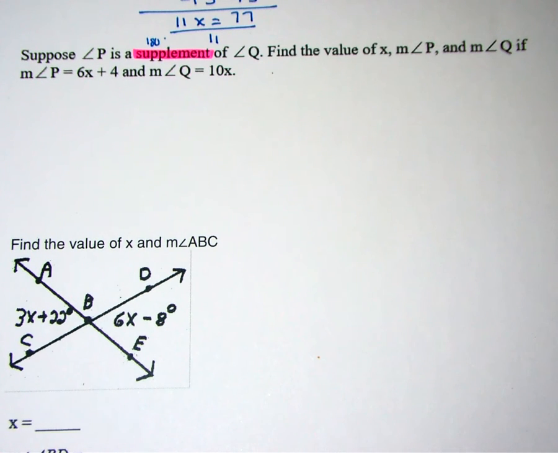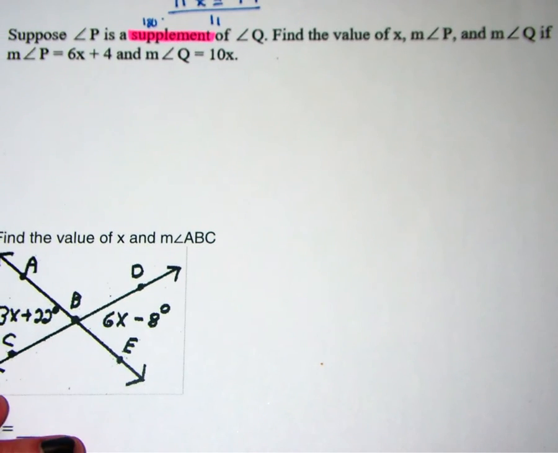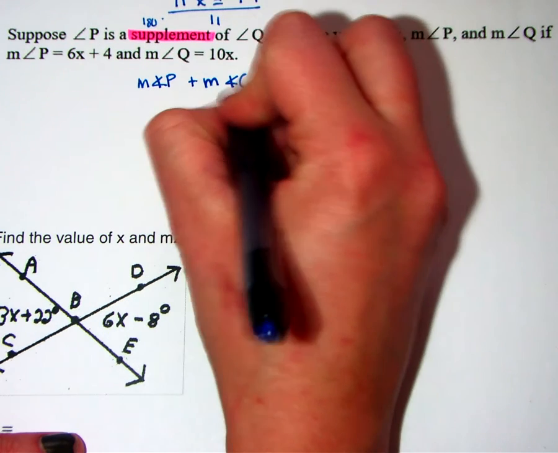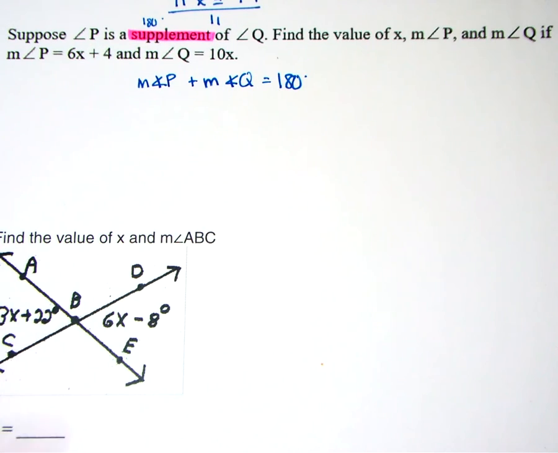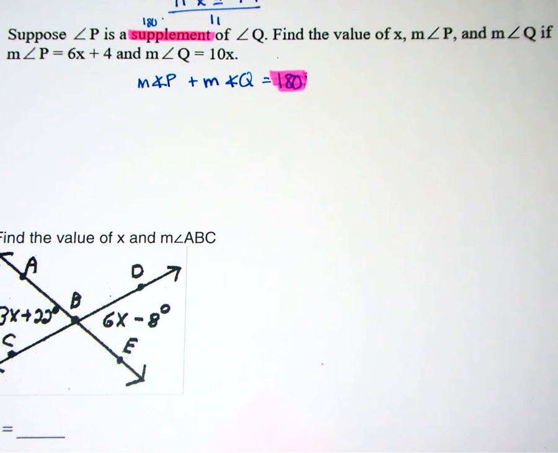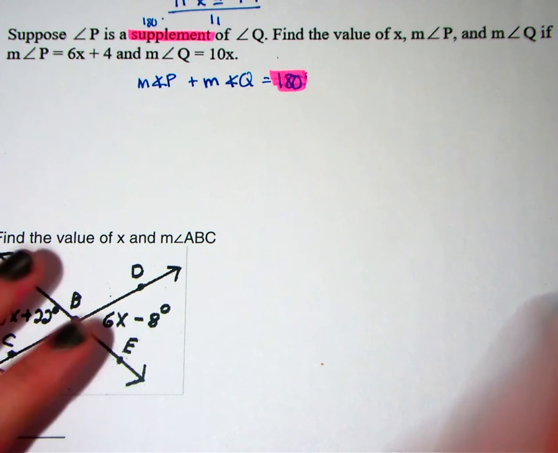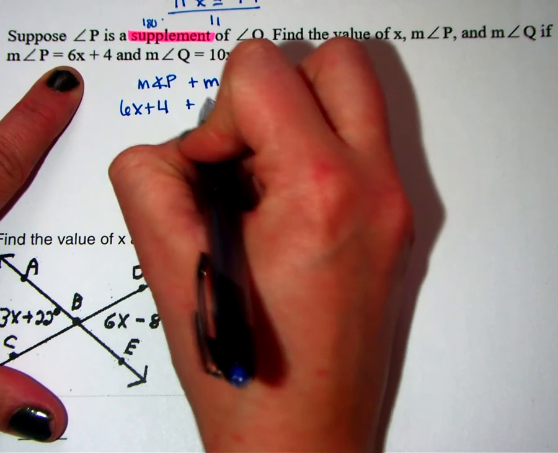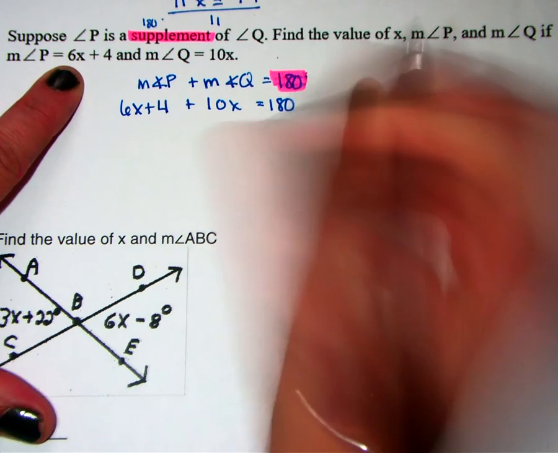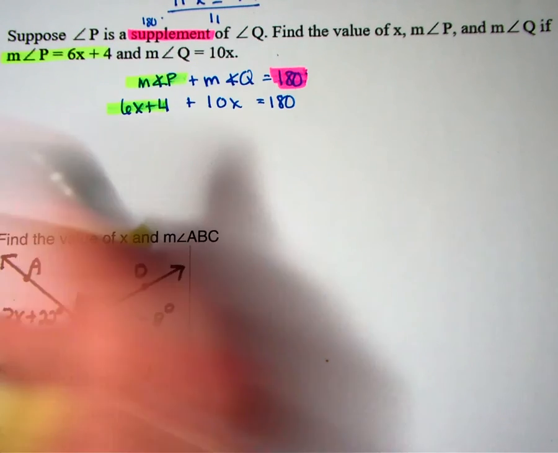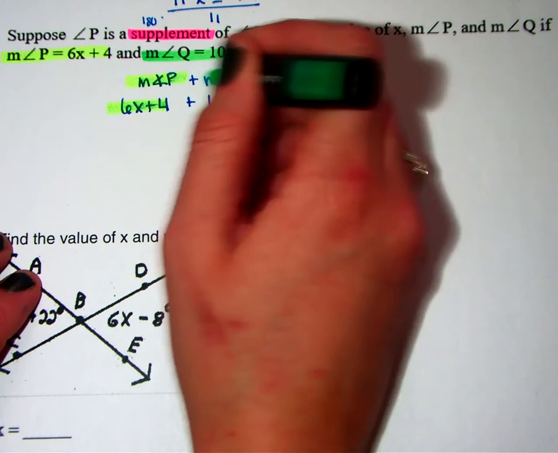So what we're going to do from here is start substituting. We're going to add the measure of angle P plus the measure of angle Q, and now instead of it equaling 90 degrees, it's going to equal 180 degrees, because that's the definition of supplementary. Next we're going to substitute. The measure of angle P is 6x plus 4, plus 10x equals 180. All we're doing is replacing angle P with its expression, and replacing angle Q with its expression.